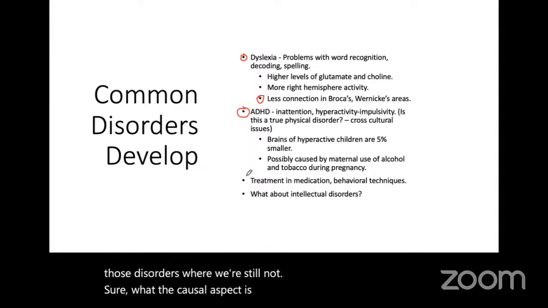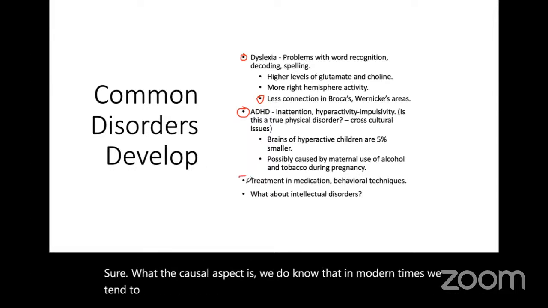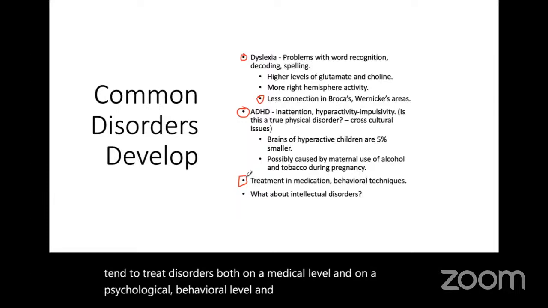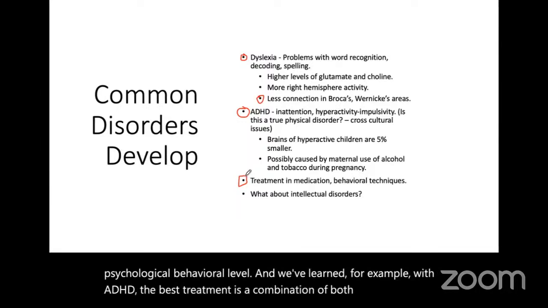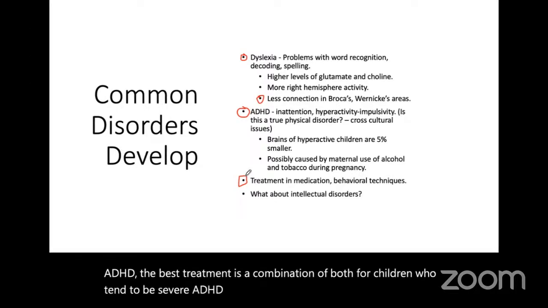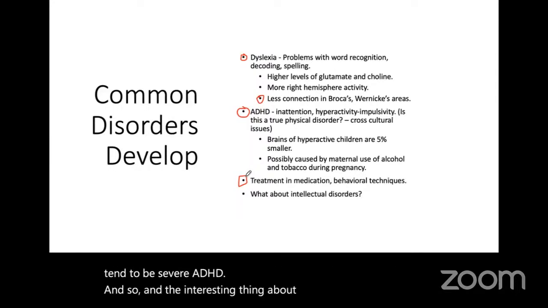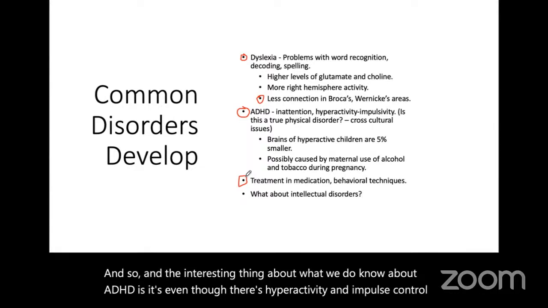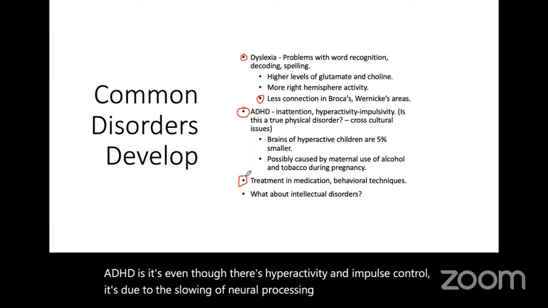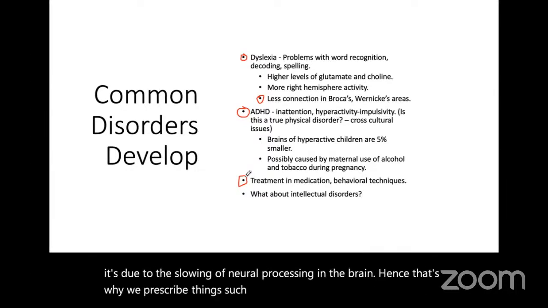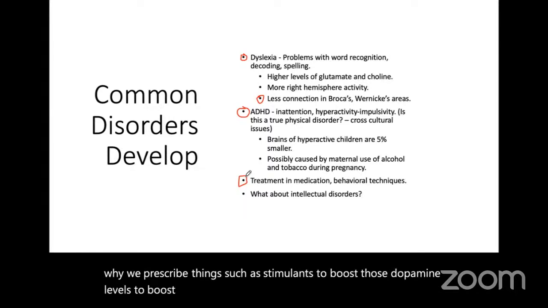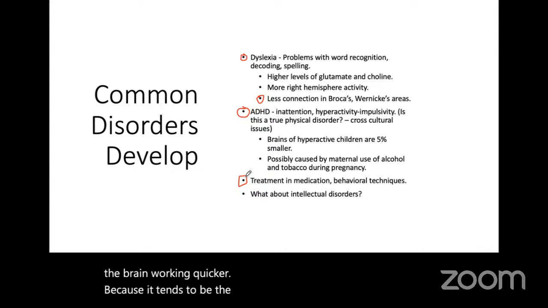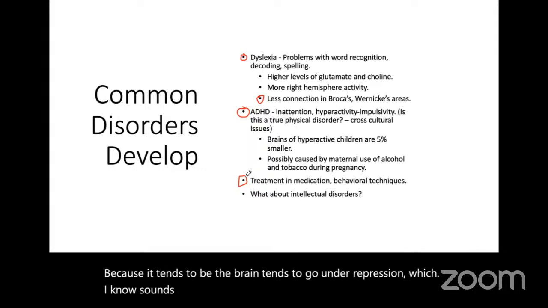We do know that in modern times we tend to treat disorders both on a medical level and on a psychological behavioral level. And we've learned, for example, with ADHD, the best treatment for children who tend to have severe ADHD is a combination of both. And the interesting thing about what we do know about ADHD is that, even though there's hyperactivity and impulse control problems, it's due to the slowing of neural processing in the brain. Hence, that's why we prescribe things such as stimulants to boost those dopamine levels, to boost those adrenaline levels in the brain and get the brain working quicker, because the brain tends to go under repression, which I know sounds counter to what the behaviors of ADHD are.